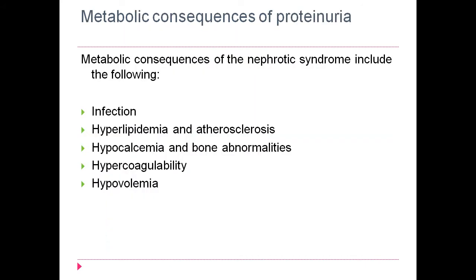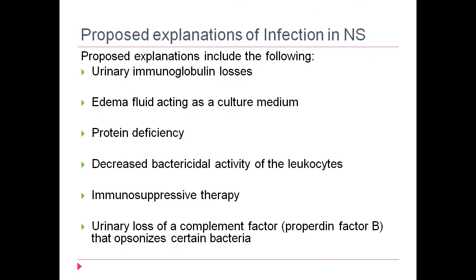Then there are some metabolic consequences of nephrotic syndrome, and these are infection, hyperlipidemia and atherosclerosis, hypocalcemia and bone abnormalities, hypercoagulability and hypovolemia. We will see each one of them. So how do you justify infection in a case of nephrotic syndrome? Usually there is loss of immunoglobulin in the kidney, so your immunity is lost. Edema fluid is a very good culture medium. There is also protein deficiency and decreased bactericidal activity of the leukocytes.